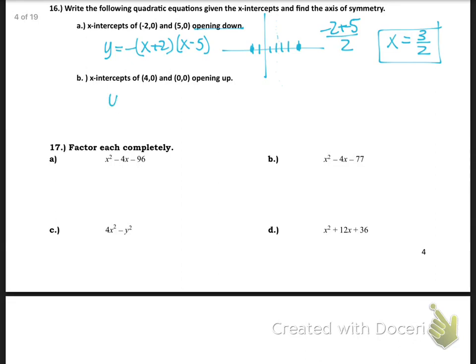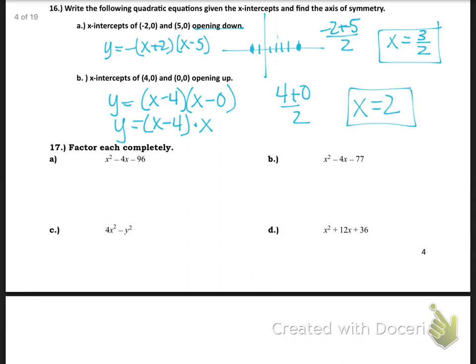So my next one here, y is equal to x minus 4, x. I don't really care how this one goes, but if we wanted to simplify it, it could just be an x, because x minus 0 is just x. Okay, so now finding the axis of symmetry, 4 plus 0 divided by 2 to get the middle ground, so x equals 2. And you only care about adding the x values. Okay, now the next set, we are factoring, so back to the snowflakes again. So in this one, we already kind of did it in the original set here.